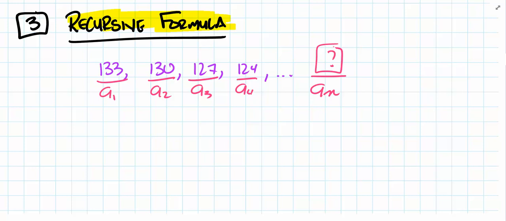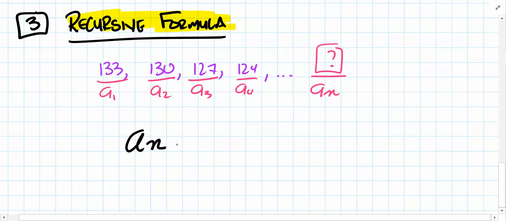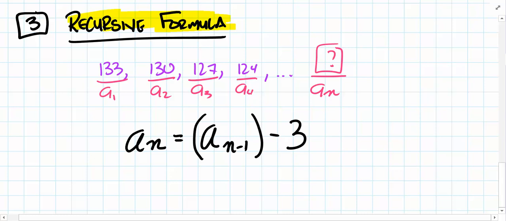So as an example, many of you are already figuring out that I could say that a sub n is going to be equal to whatever the term that I just had was, and then subtract 3. So here's how we would say that. We would say the term before a sub n would be a sub n minus 1, whatever this term is, and then subtract 3. And we would say this for n greater than 1 because we would define a sub 1 as 133.